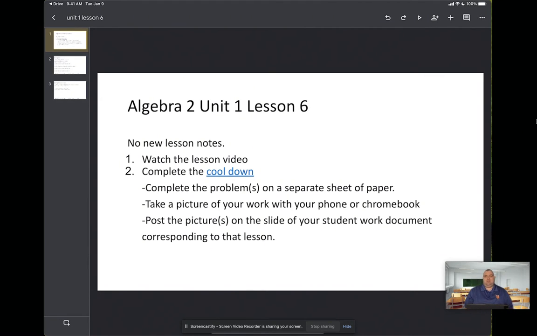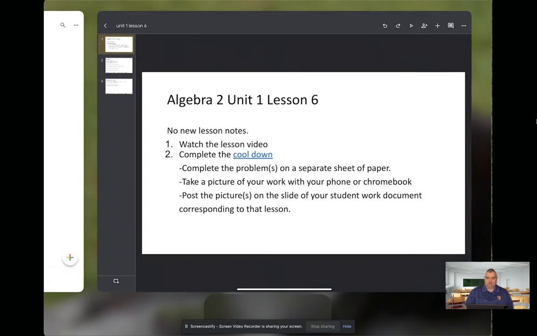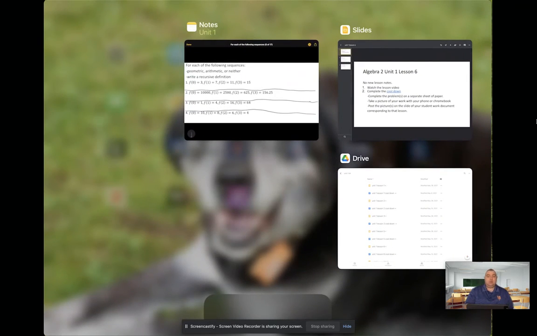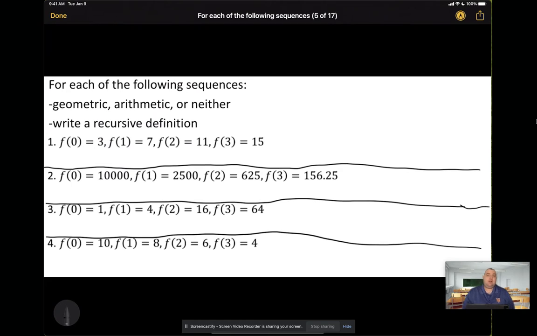We're up to lesson 6. This particular lesson actually has no new lesson notes, so we're going to go right ahead and get into the examples for lesson 6. There will be some lessons in this course that don't have new lesson notes. What that means is that we'll just refer back to our notes from previous lessons. So let's take a look at our first part of our examples.